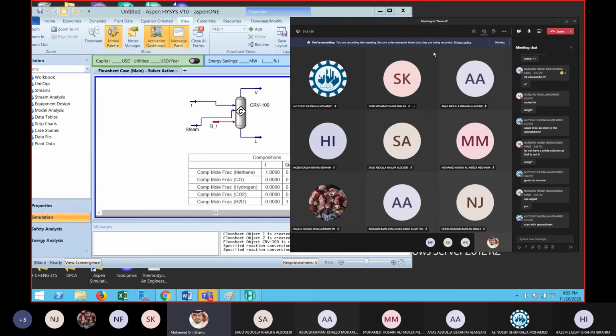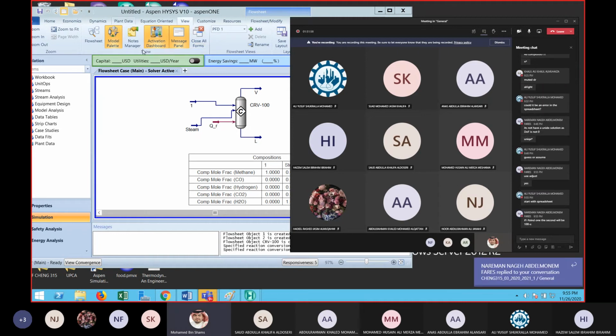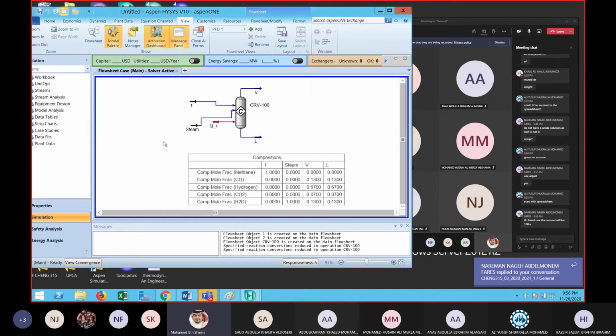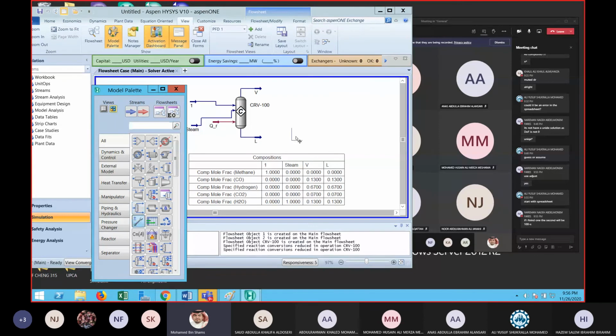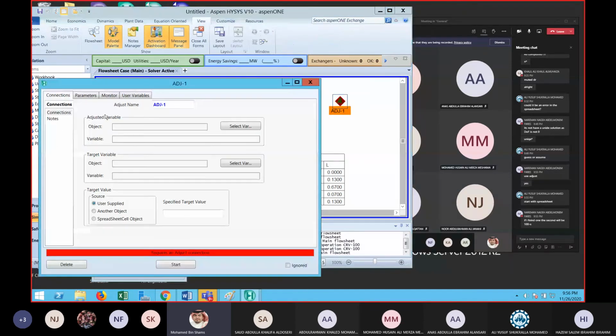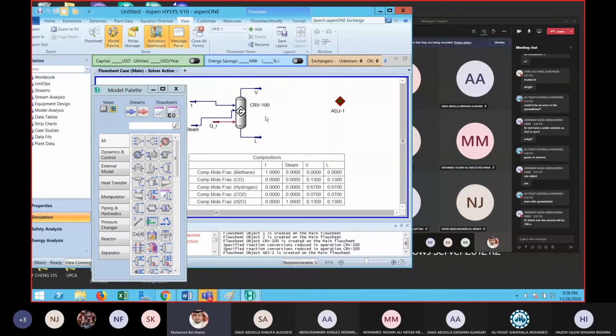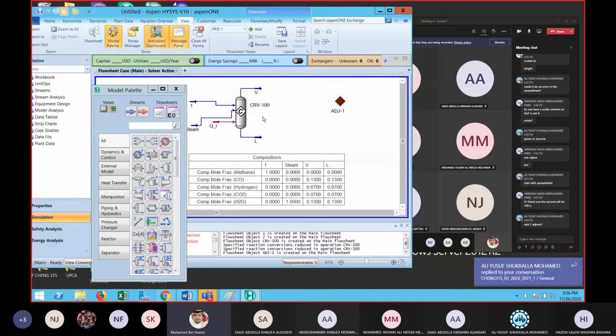Adjust, guys, requires only one. Where is adjust? Okay. Adjust, guys, when you use adjust has one adjusted variable. But you have two adjusted variables. So how can we do this? Okay, so the second will be 1 minus x.